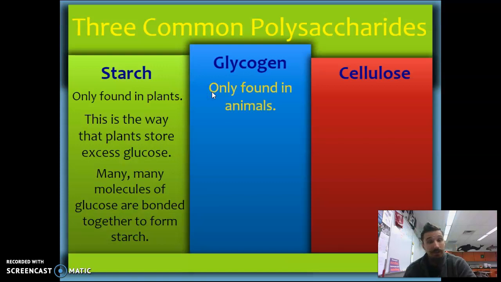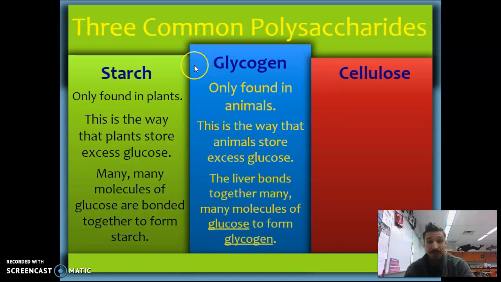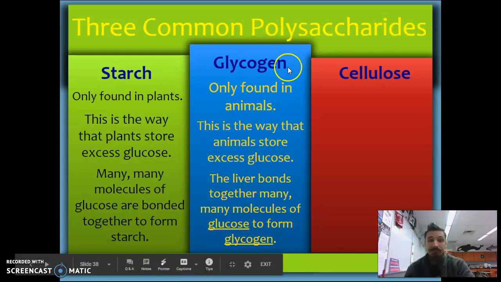Glycogen is only found in animals. And this is how we store our excess glucose, because almost always there's excess glucose because we break it down so quickly and use it for energy to complete the functions necessary for life. Our liver actually bonds together many molecules of glucose to form glycogen. So our liver takes extra glucose in our body, binds them all together to make a polysaccharide, and we call that polysaccharide in humans glycogen.